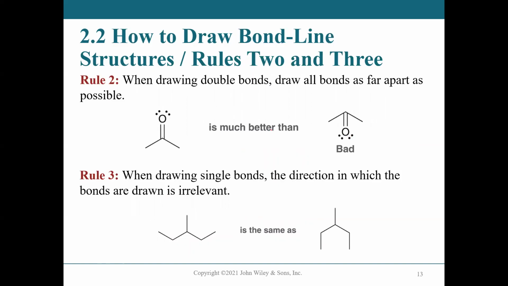So when drawing double bonds, you don't want to draw the double bonds like this, and that's because of the repulsion right here. These electrons are going to push this bond right here. If you draw it like this, it's more sterically hindered. This doesn't make sense as far as this goes right here. You need to push these right here. When drawing single bonds, the direction in which the bonds are drawn is irrelevant. I mean, this is all the same thing.